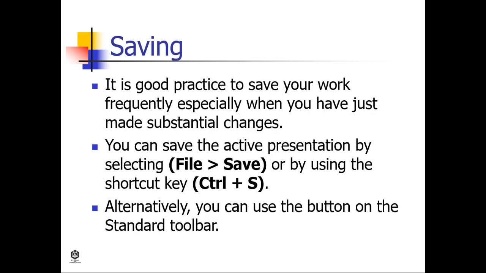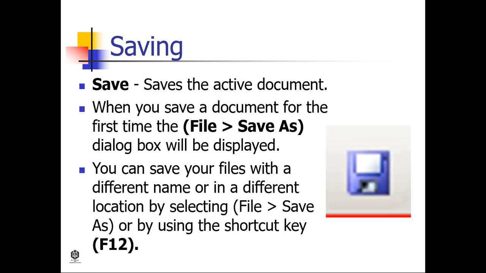It is good practice to save your work frequently, especially when you have just made substantial changes. You can save the active document by selecting File, then Save, or by using the shortcut key Ctrl S. Alternatively, you can use the Save button on the standard toolbar. It saves the active document.